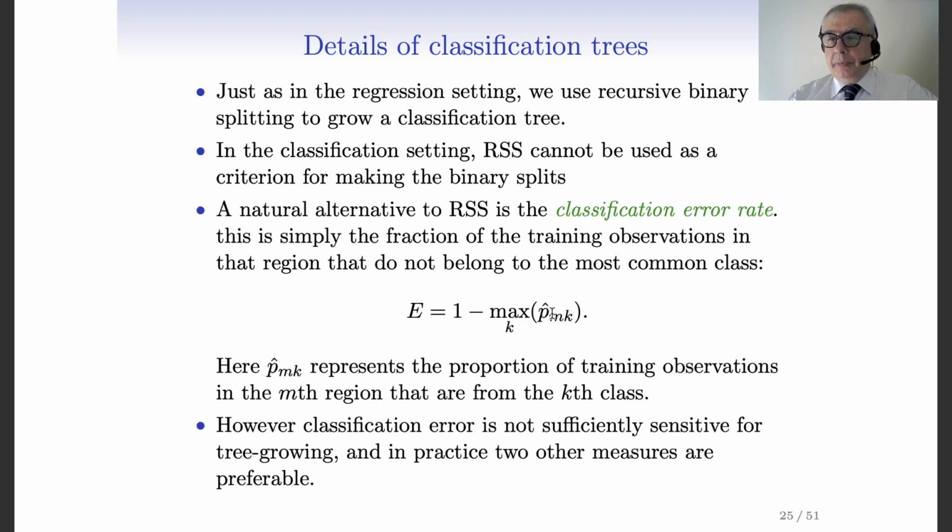In that case, this proportion p hat would be equal to 1. So this would be, as they say, a pure class, a pure region. If you have a pure region where all the training data belong to the same class, then p hat is equal to 1, and 1 minus 1 is equal to 0. So you have zero error.